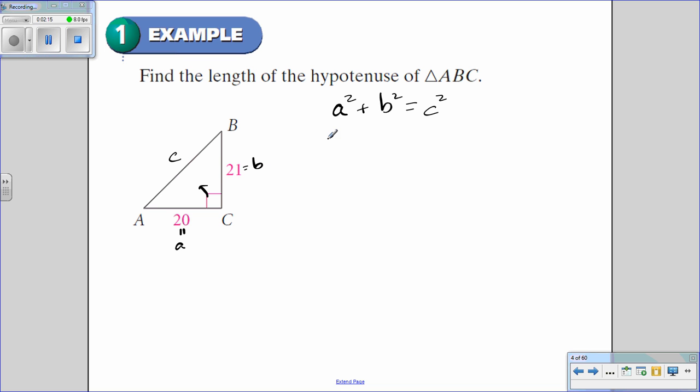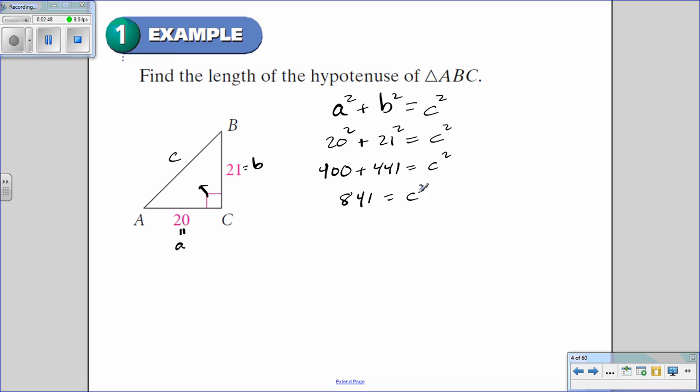Now I'm going to plug them into my Pythagorean theorem. So that's going to look like this. 20 squared plus 21 squared equals c squared. That's my unknown. Now I'm going to go ahead and calculate this. 20 squared is 400. 21 squared is 441. And c squared, I can't do anything with that. Now I'm going to add these two together. That gives you 841 equals c squared.